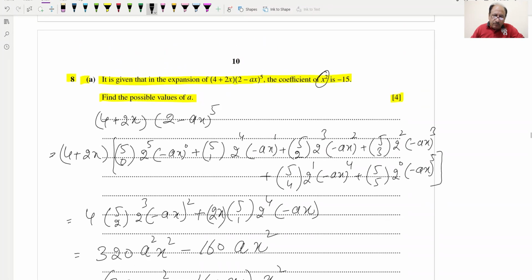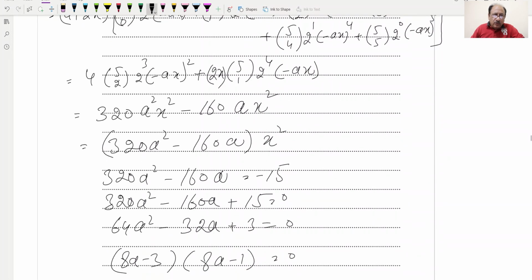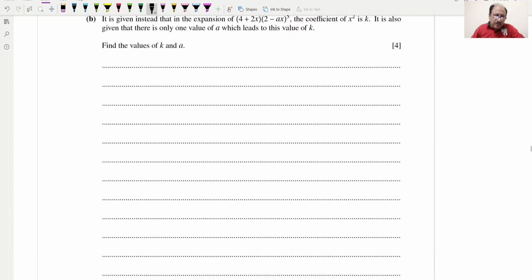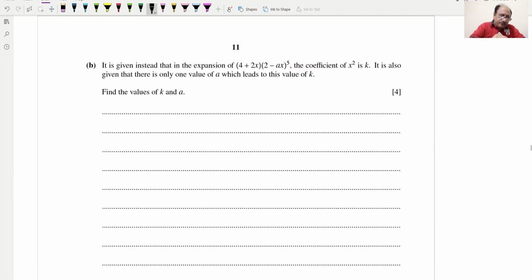They are saying find the possible value of a. So this is done. Now we can move to the b part, and b part says it is given instead that the expansion of this one, the coefficient of x squared is k. It is also given that there is only one value of a which leads to this value of k. Find the values of k and a.